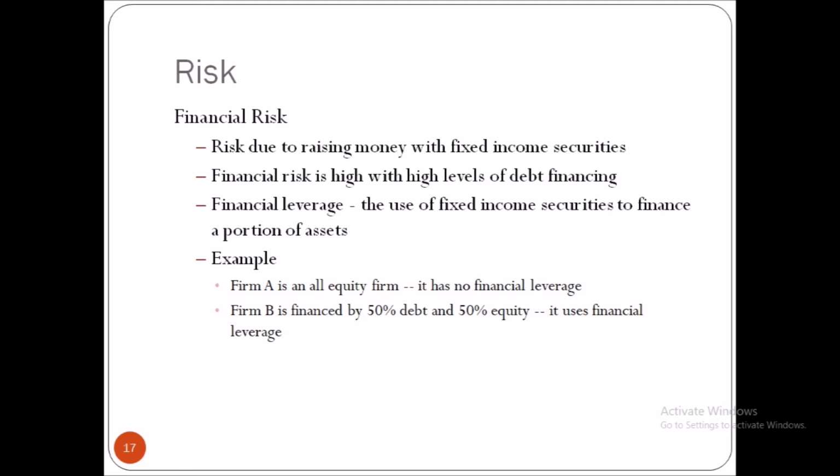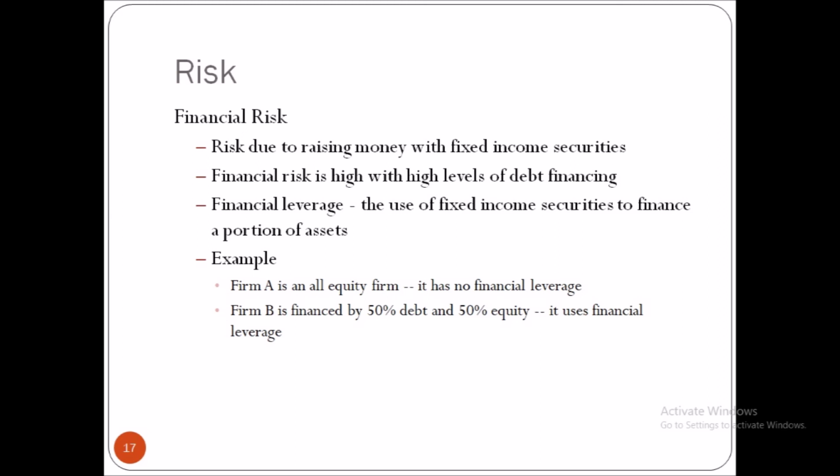Suppose firm A is an all equity firm, then we can say that it is exposed to business risk but not financial risk. So here we are going to calculate only one kind of leverage, that is operating, not financial leverage. Now we have another example, firm B. It has financed 50% debt and 50% equity. So it has both operating and financial leverage.